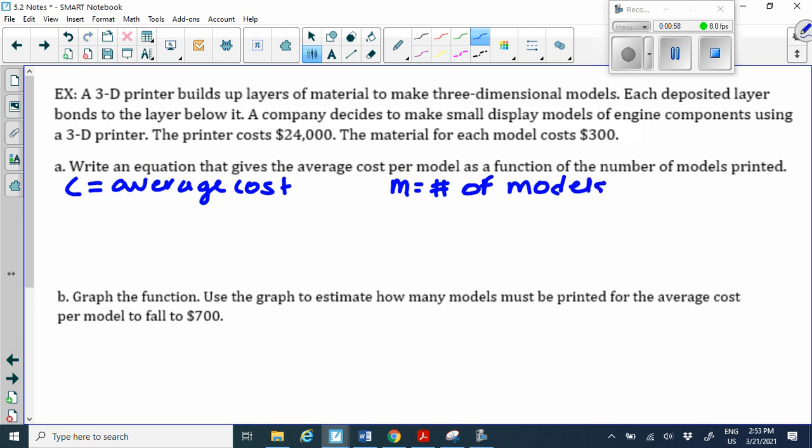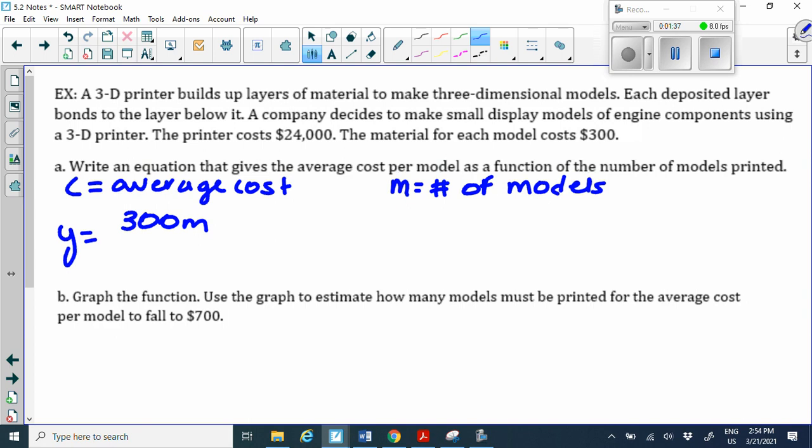Now, to write an equation here, it does tell us that we want to figure out the average cost. So let's think about, how do we figure out averages? Well, we add everything together and divide it by how many things there are. Here, to do the cost, we're going to need to talk about the cost of the models and the cost of the printer. So we know for each model, the cost is $300. If we make one model, that's automatically $300. If we make two models, that's $600. If we make three models, that is $900, and so on. So we can represent that as 300N.